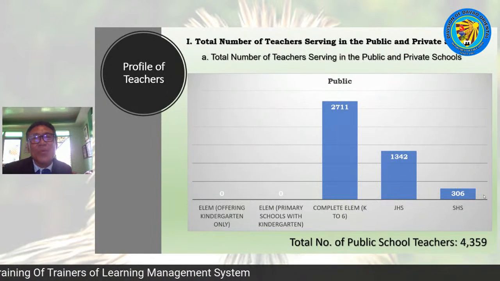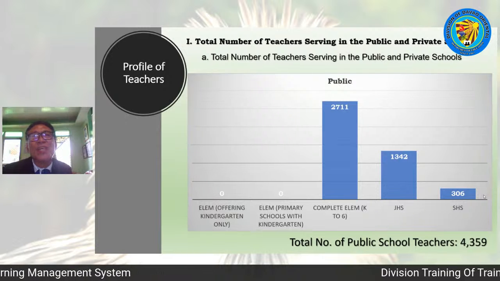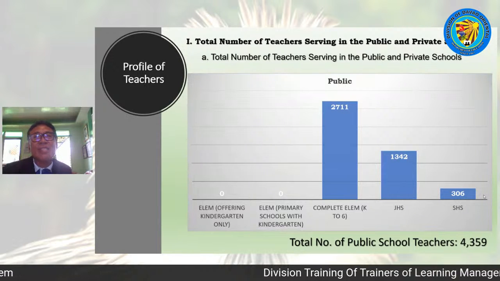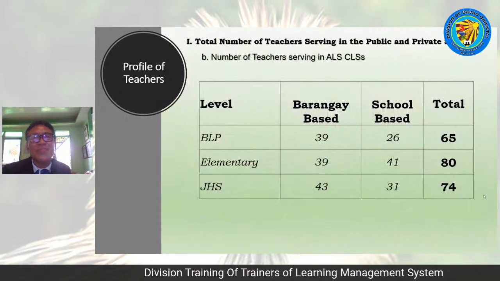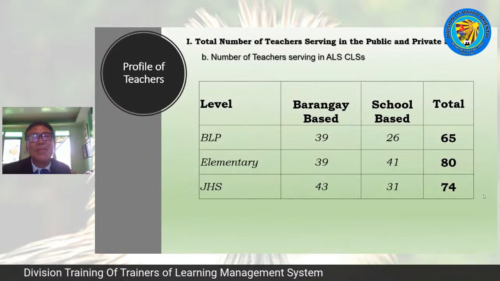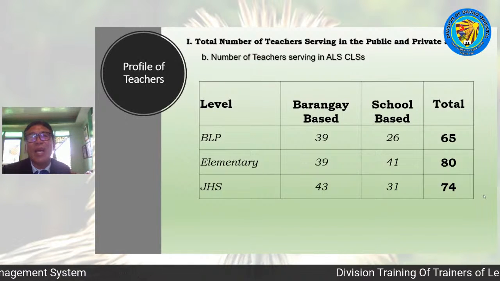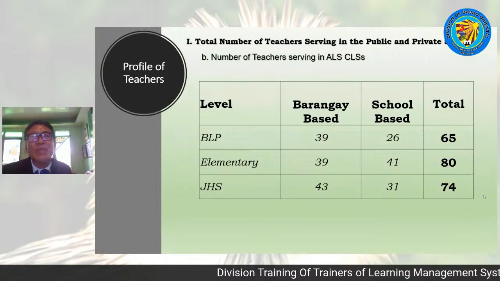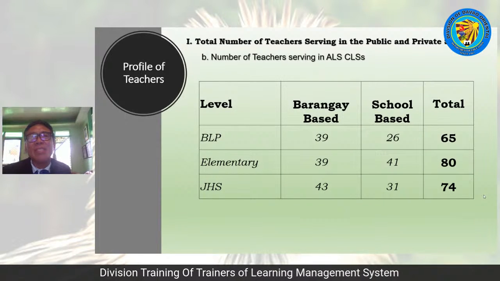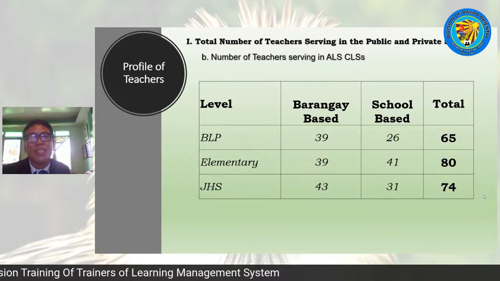Right. So we have now the number of teachers serving in the public and private. Total number of teachers serving in the public and private: we have a total of, for the BLP 65, elementary 80, junior high school 74.